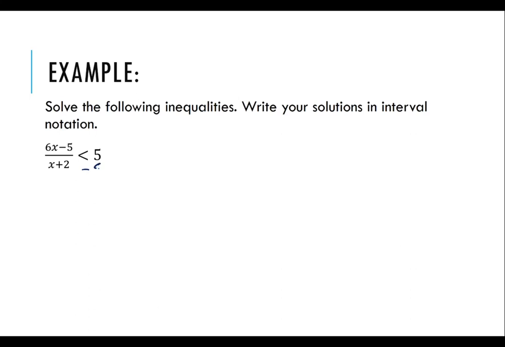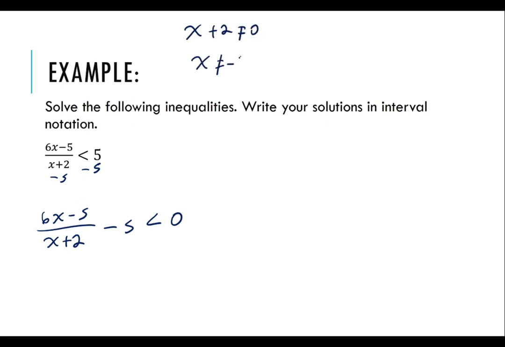Same process here. Get everything on one side. How about minus 5 on both sides? That is 6x minus 5 divided by x plus 2, minus 5 is less than 0. Step 1, we can find the domain restriction. x plus 2 cannot equal 0. That means that x cannot equal negative 2.